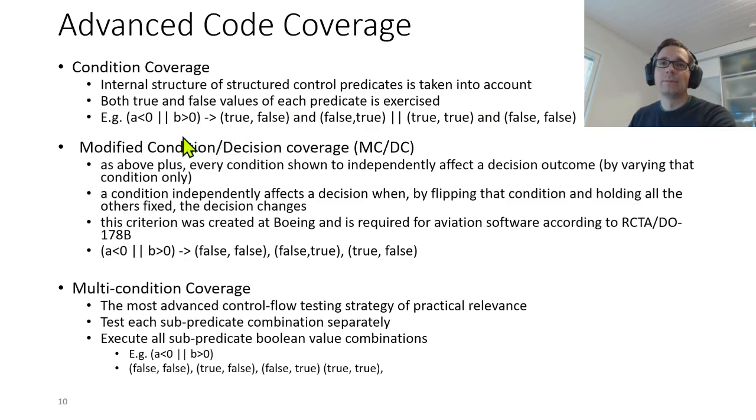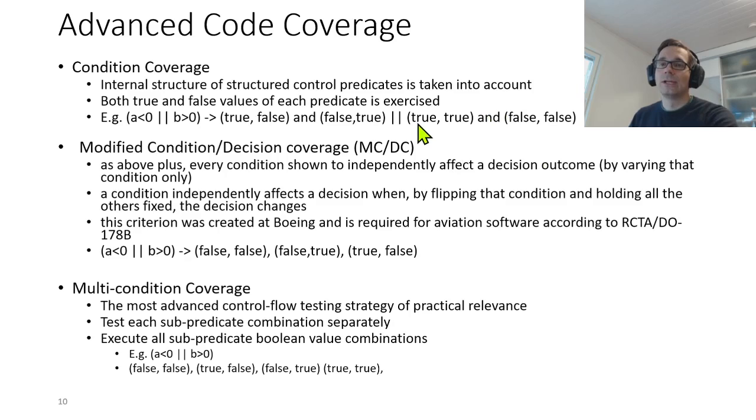So consider an example of a conditional statement A less than 0, or B greater than 0. If we want to achieve 100% condition coverage, we must ensure that both A and B part of this condition are tested for both true and false value. This can be achieved with two test cases, so that in the first test case A evaluates true and B evaluates false, and in the second test case A evaluates false and B evaluates true.